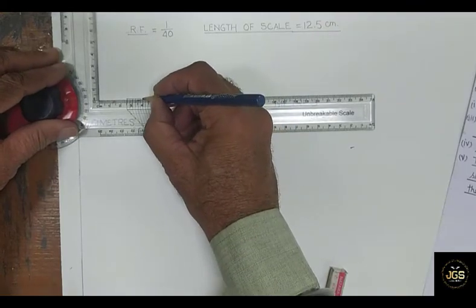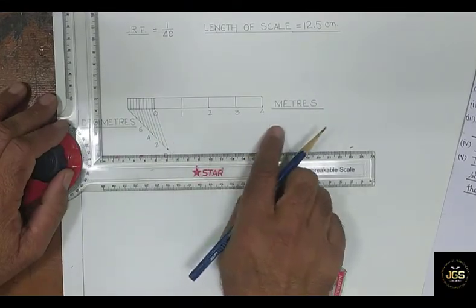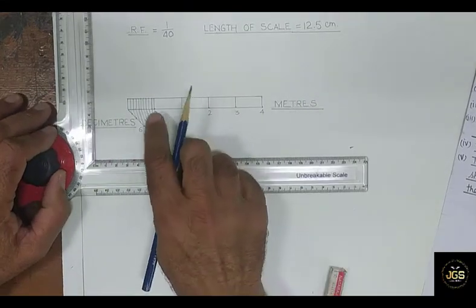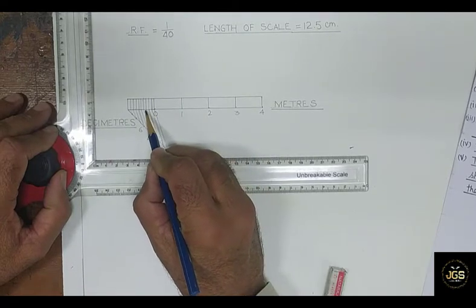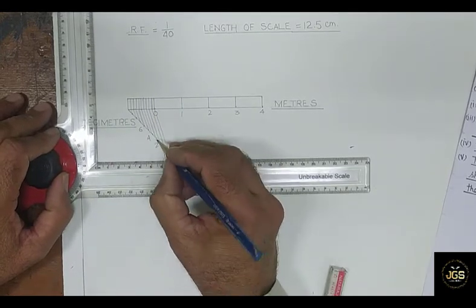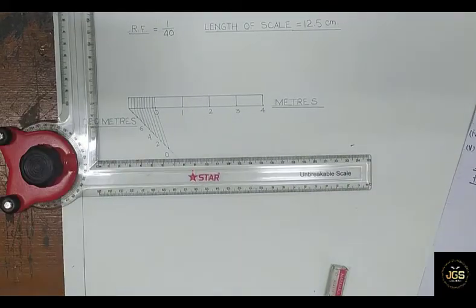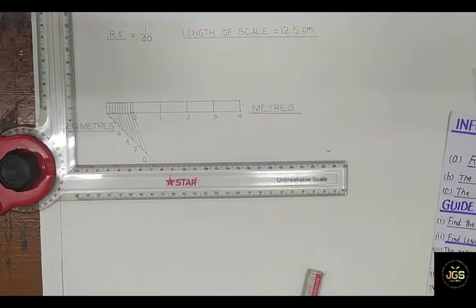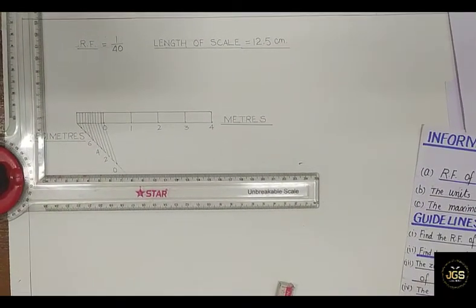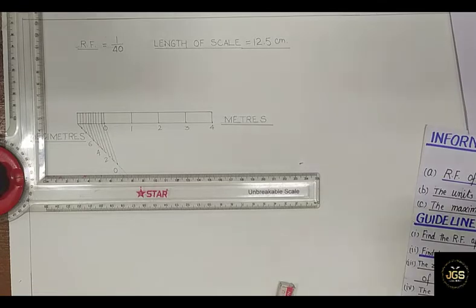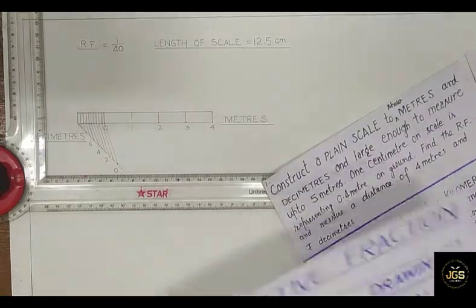Sometimes the question is like this. On the scale show meter and decimeter. From 0 to the right side, these are the meters. 0 to the left side, these are decimeters because we have divided this 1 meter into 10 equal parts. Okay. This is the base. So now in the question, you have to show a distance of 4 meters and 7 decimeters. So that is given in the question.